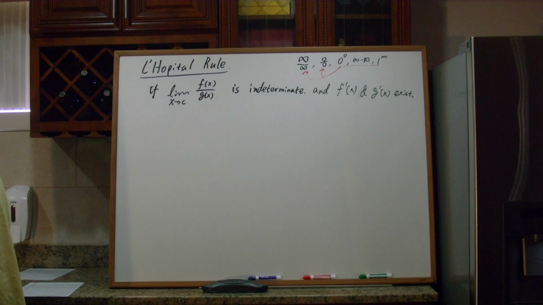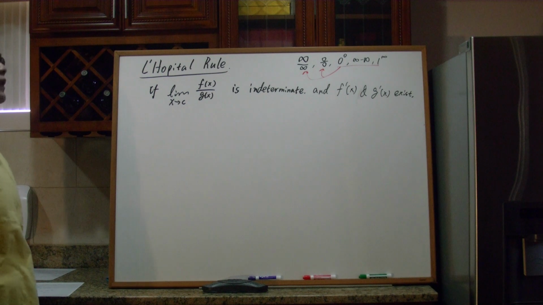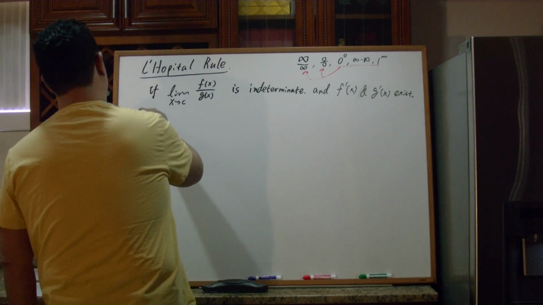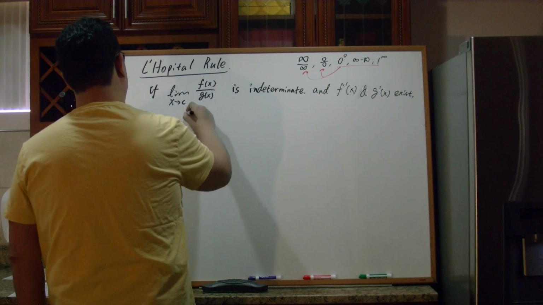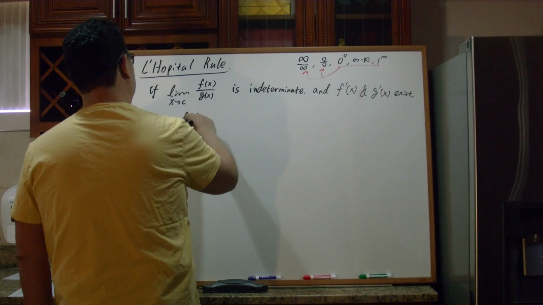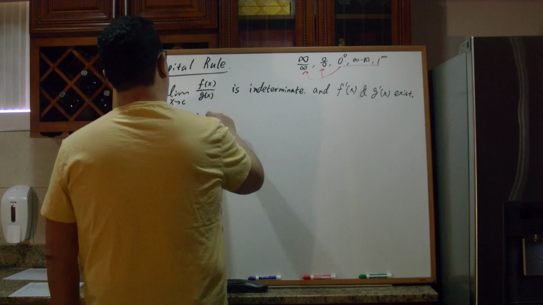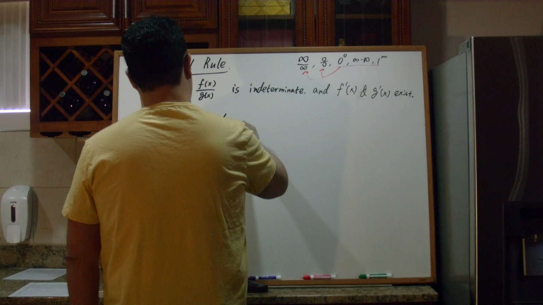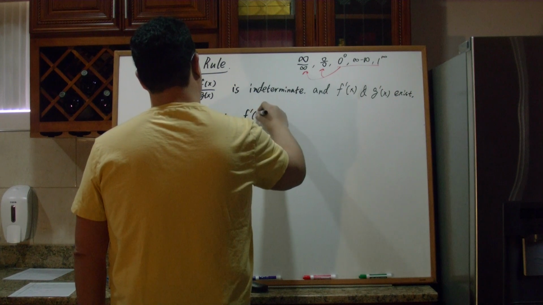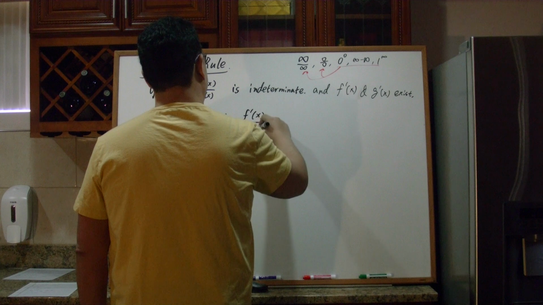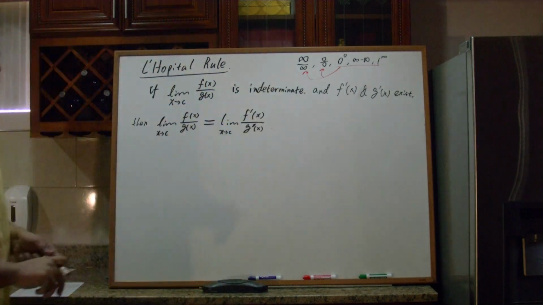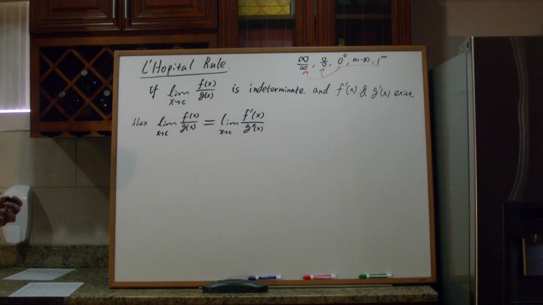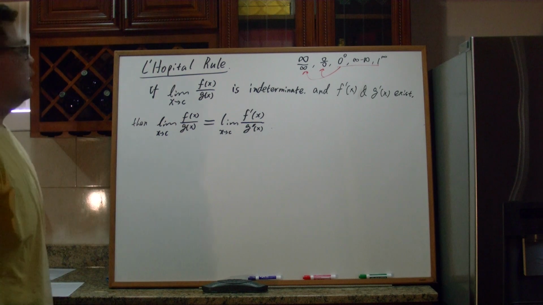The function of a function is indeterminate and the derivative of them exists. Then what we can do is: the limit as x approaches a constant of f over g equals the limit as x approaches that constant of f prime of x over g prime of x. Alright, this L'Hopital rule can be moved forward. Right? It's just one step like that.